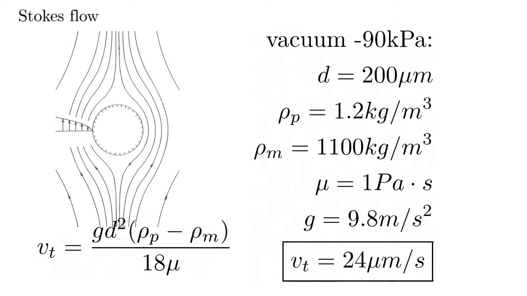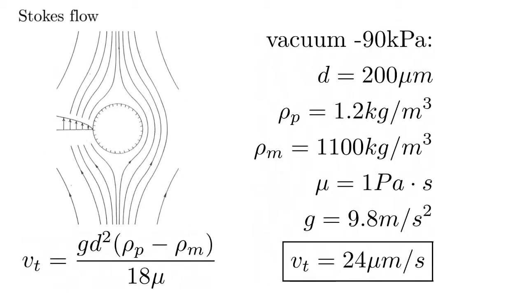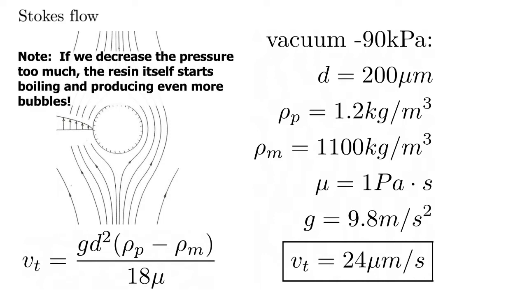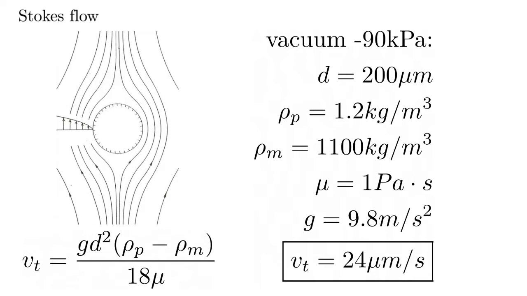Now let's try the vacuum oven. We're decreasing the pressure to 10 times less than atmospheric, which means that our bubble is going to grow 10 times as big. And because of the diameter squared dependence, we get 24 micrometers per second, which is 100 times more terminal velocity, which means that our bubble rises 100 times faster. It brings down our time from 11 hours for 10 millimeters to about 7 minutes, which is decent.